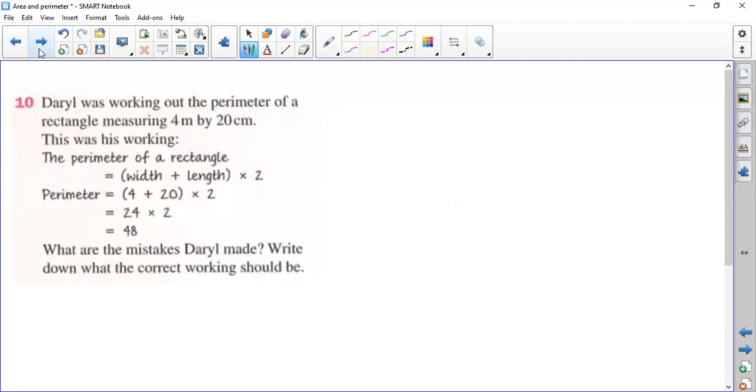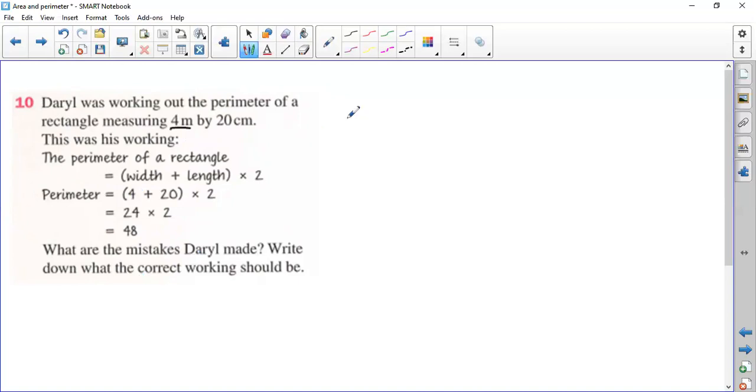Exercise 10. Daryl was working out the perimeter of a rectangle measuring 4 by 20. This was his working, so we have written that the perimeter of a rectangle is width plus length times 2. Okay, the perimeter is 4 by 20 times 2, and the perimeter is 48. What are the mistakes Daryl made? Write down what the correct working should be. Now, if we take a look at the givens, we'll see that you have to find the perimeter of a rectangle measuring 4 meters and 20 centimeters.